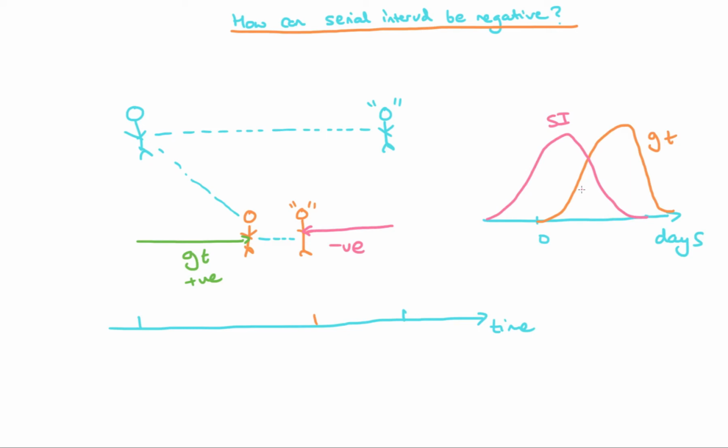So again, the serial interval and generation time, they're not really fixed quantities, they vary in response to interventions. But the serial interval can be negative, whereas the generation time is always positive.